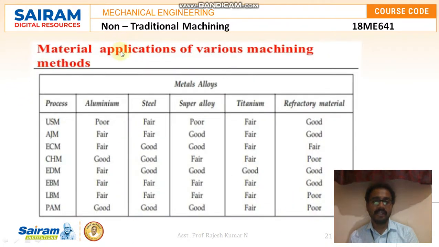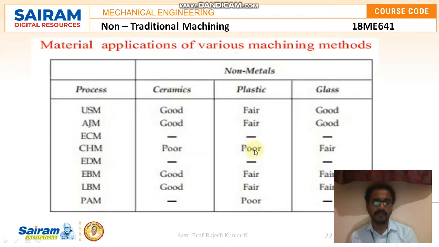And the material applications of various machining methods you can see here. So all those are aluminium, steel, superalloy, titanium, refractory material, and so on. Anyway, in detail, we will not be discussing all these things. When we discuss the concepts of all the non-traditional machining processes, just for general knowledge, all this basic information is required. You can see the continuation of ceramics, plastic, glasses. So which process is good, or which process is poor or fair, all those things we can see in this particular table.